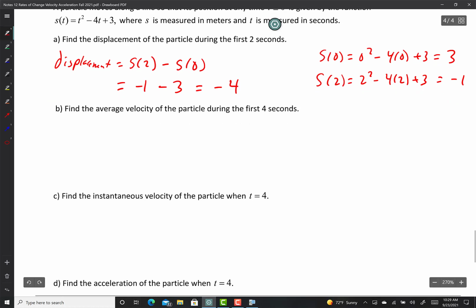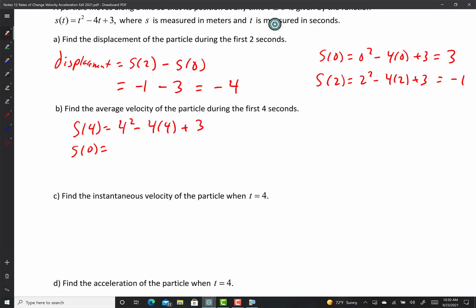Find the average velocity of the particle during the first 4 seconds. Okay. Average velocity, no big deal. Displacement divided by time. That's it. So first 4 seconds, let's see, S of 4. S of 4 equals 4 squared minus 4 times 4 plus 3. S of 0 equals, does everyone know what I'm doing at the moment? Yeah. I'm just finding my positions at 4 and at 0.